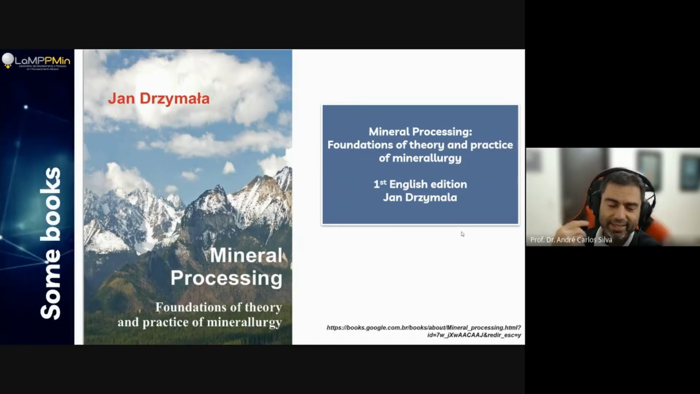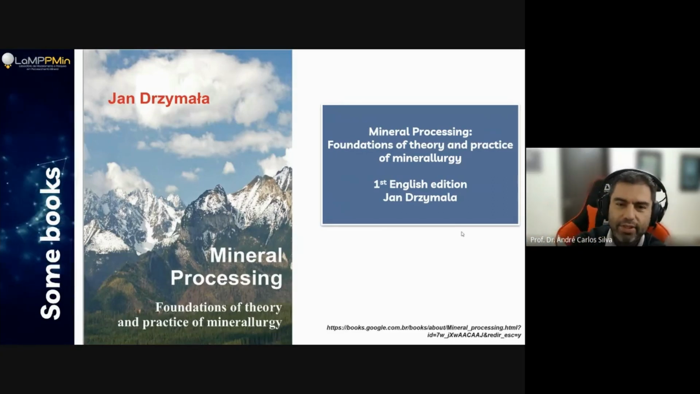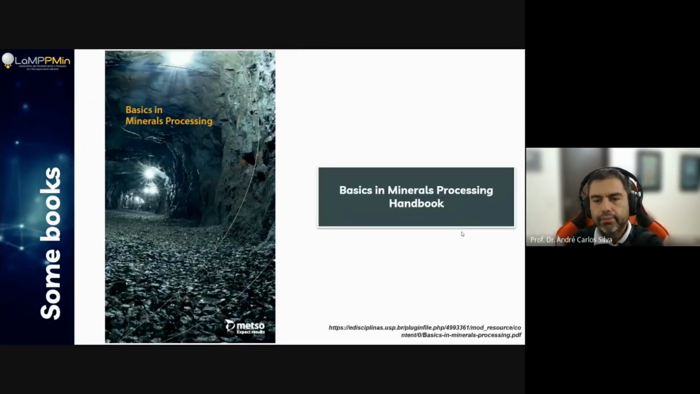But nevertheless, take a look at the books. Even on Google Books, you can read part of the books, and you're going to like it. This is a free one. If you go on this website that I put on the bottom, you can take this material, these Metso handbooks. Now it's Metso Outotec, but nevertheless, you can get those books for free.